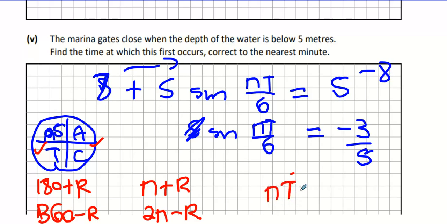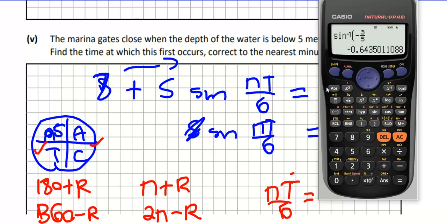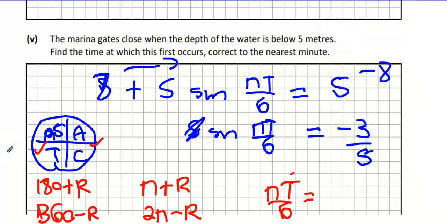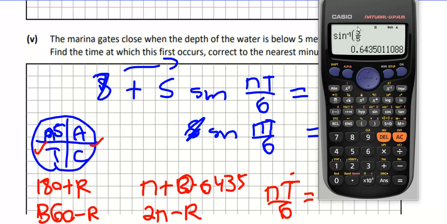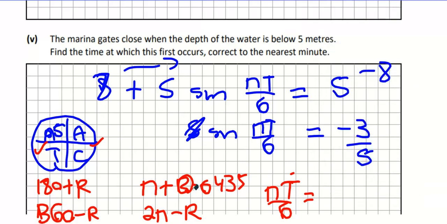So pi t over 6 is, once again, I'm going to keep it as a positive because I need to find out what T and C are. So I actually have to add that onto T and C. So I have to change that to 0.6435. Okay, so what we said was we sine inverse the 3 over 5, which would be the A answer, but we're looking for T and C. So our R answer gets changed. We have 2 answers for this, all right?